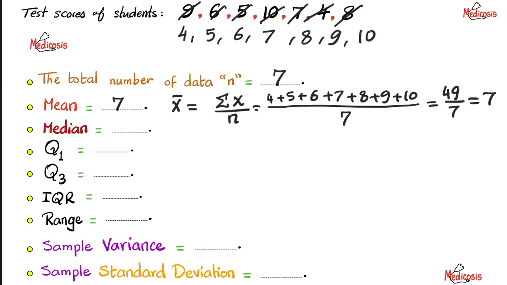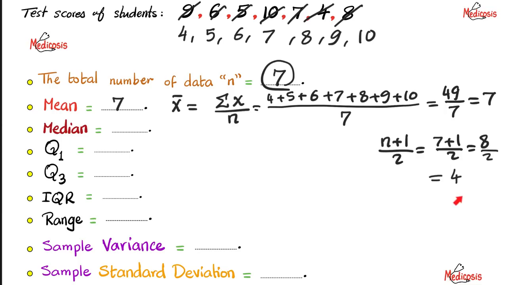Next is the median. Before I tell you what the median is, let me tell you how to find the position of the median. Not the median itself, but its position. To find the position of the median, you simply take n, add 1 to it, and divide by 2. n in this case is 7. 7 plus 1 is 8, divided by 2 is 4, and this is the position of the median. The position of the median is 4, i.e. the median is the fourth value. Here's the first value, second, third, and fourth. Voila, the median here is also 7.